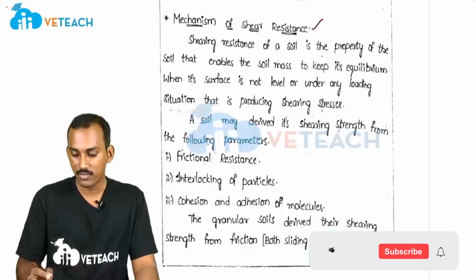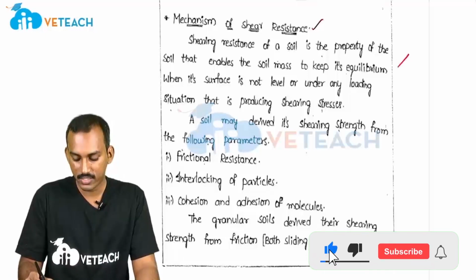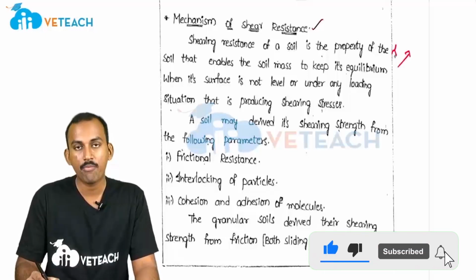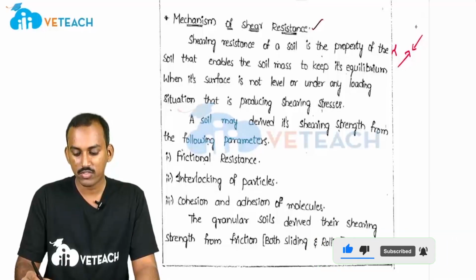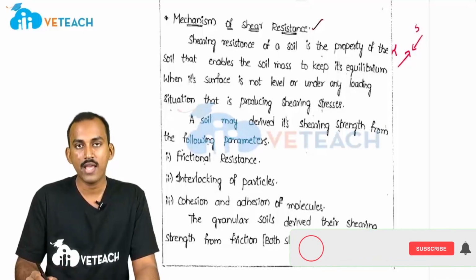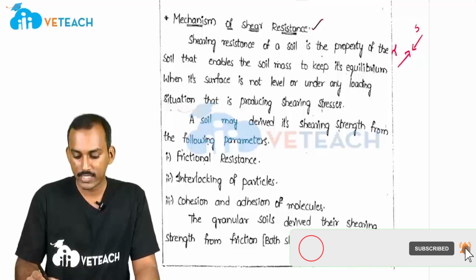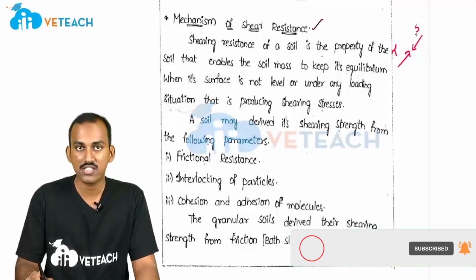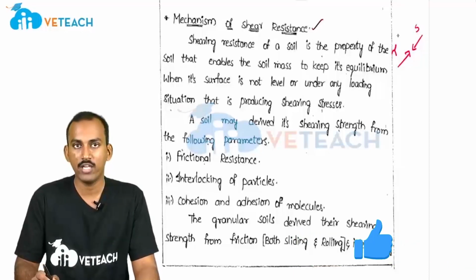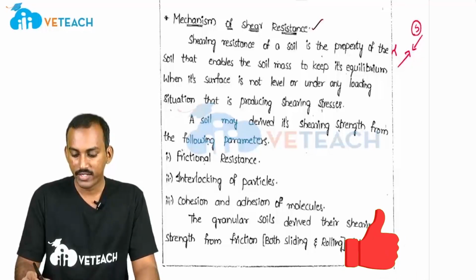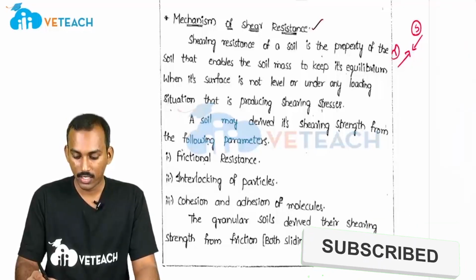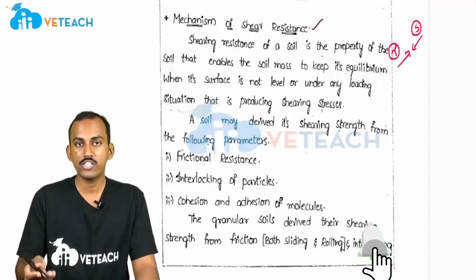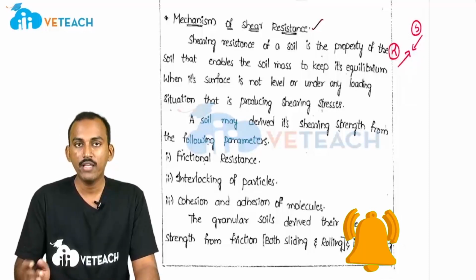So shear resistance, we already discussed that the shear stress, whatever the tau value that is developing, is equal to the shear strength of the soil. Then only the soil will be in equilibrium. For example, if the shear stress is more than the shear resistance, what will happen? The soil will fail. The soil already has a certain shear strength value, but if the coming shear stresses are more than the shear strength of the soil, there might be a failure.